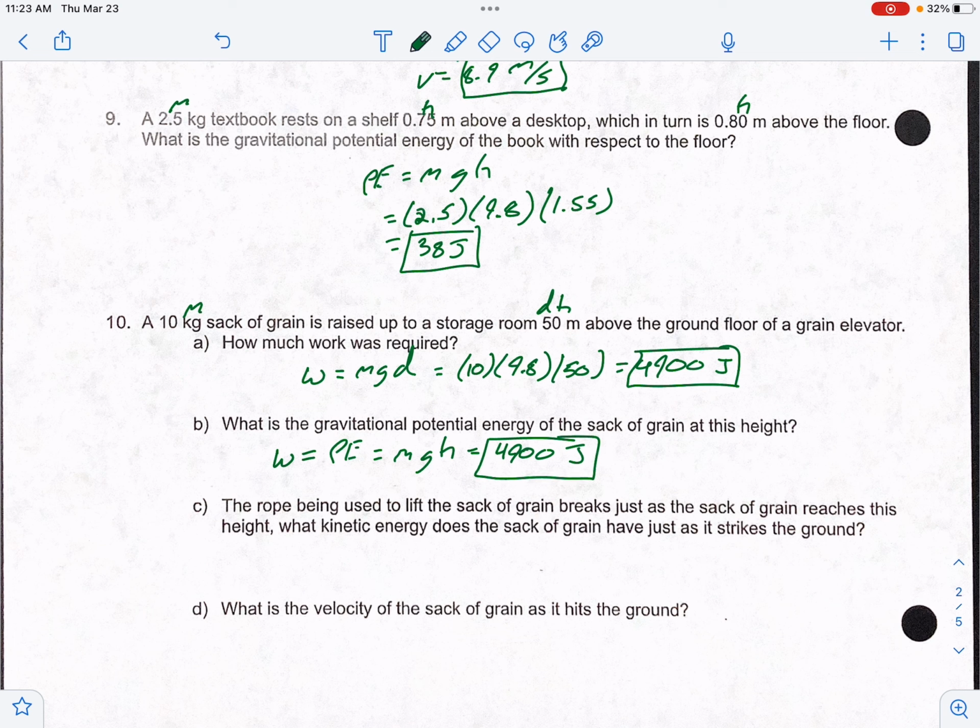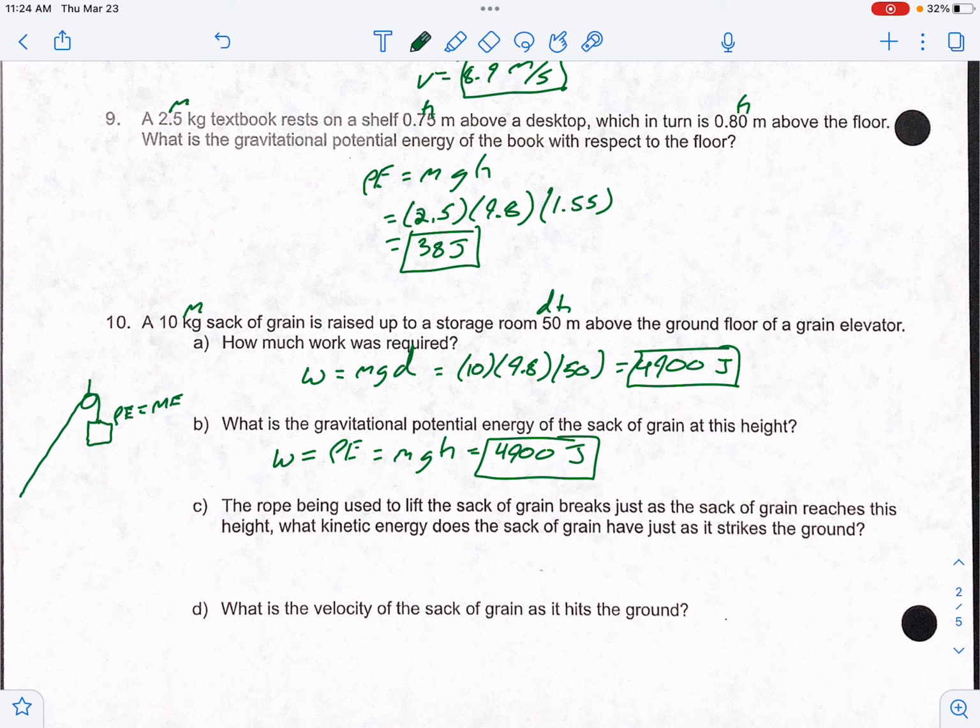Okay, now I'm going to draw, so here's a little pulley. Here's the rope. We're pulling this sack of grain up. So here's a sack of grain sitting up 50 meters. It weighs 10 kilograms. So when I pull it up and it's sitting there, all you have is potential energy. It's not moving. It's just sitting there. It has height. So if that's all you have, that means potential energy equals your mechanical energy, which is the total amount of energy you're going to have the entire way.